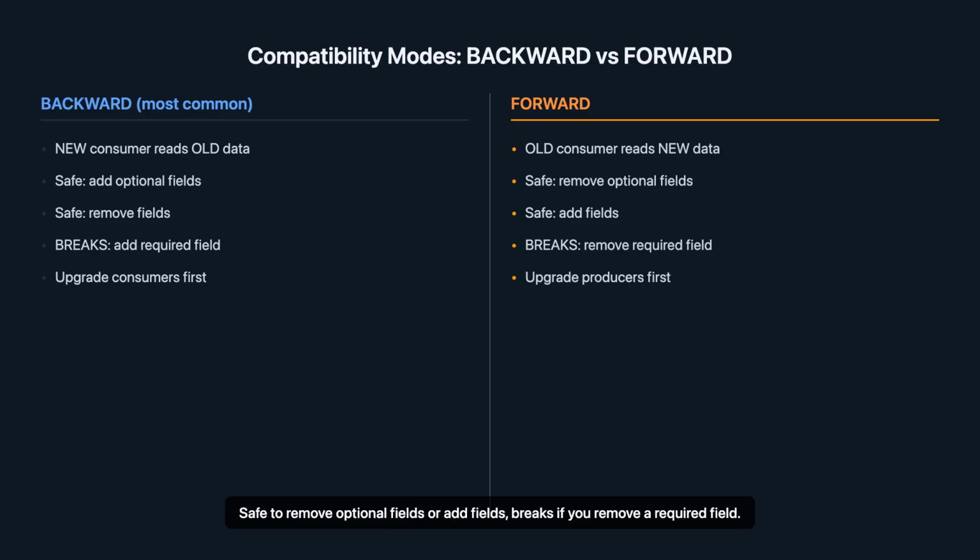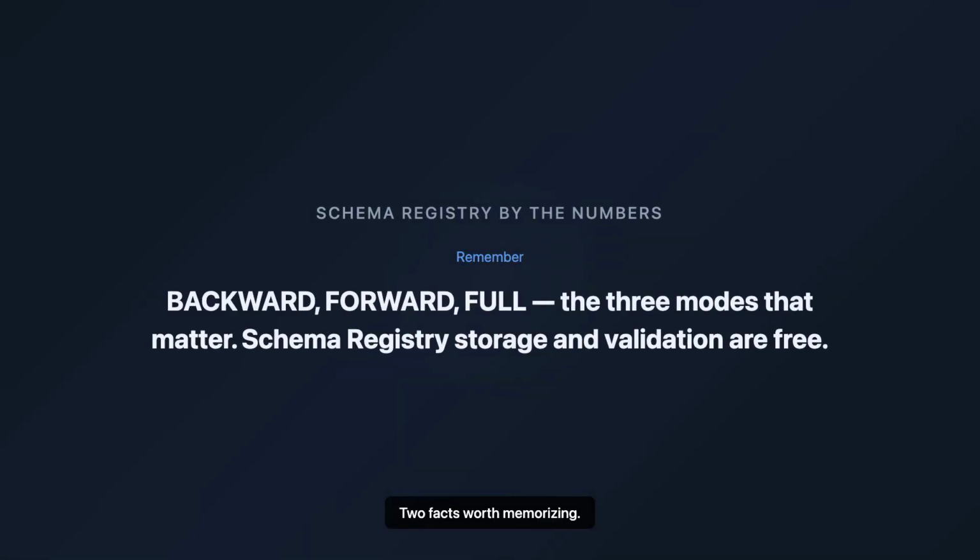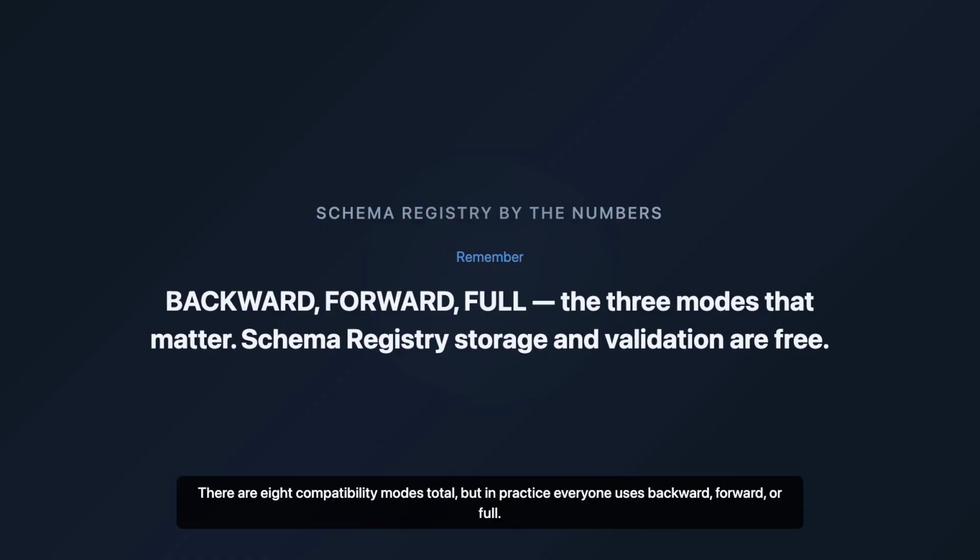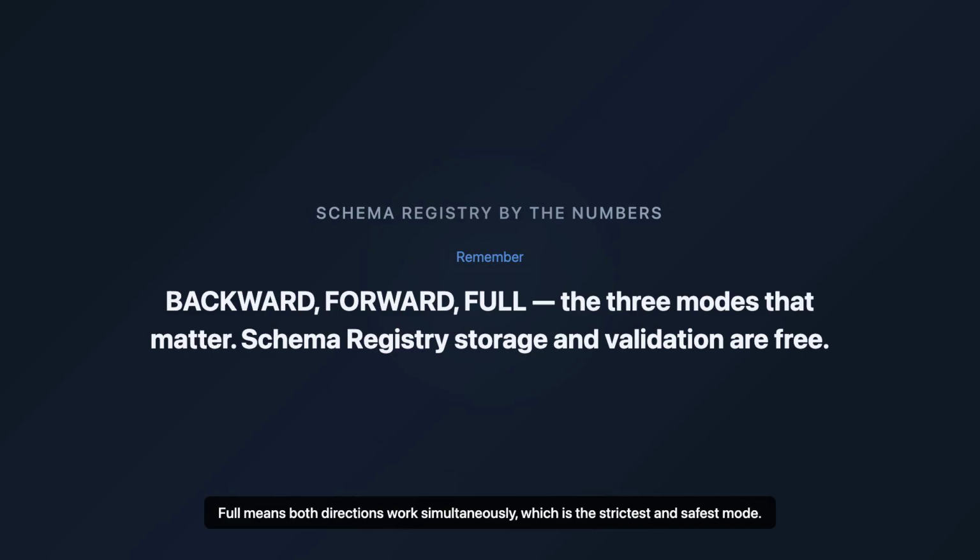Safe to remove optional fields or add fields, breaks if you remove a required field. With forward, you upgrade producers first. Two facts worth memorizing. There are 8 compatibility modes total, but in practice, everyone uses backward, forward, or full. Full means both directions work simultaneously, which is the strictest and safest mode. The other 5 modes are edge cases.